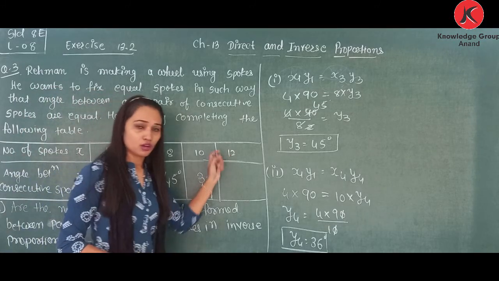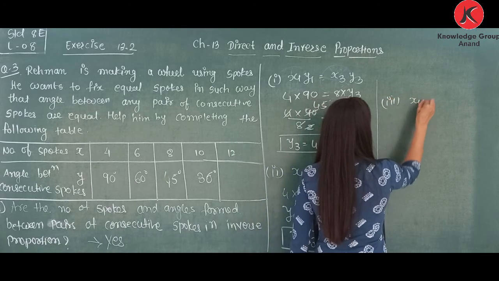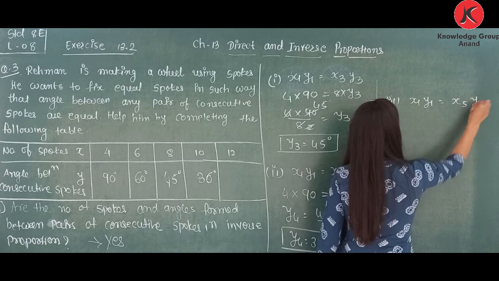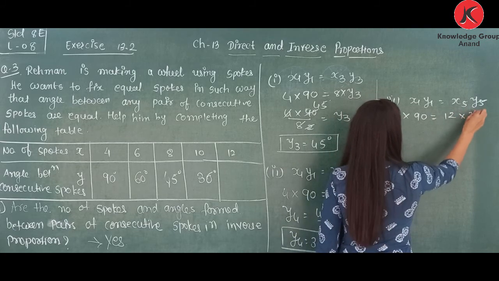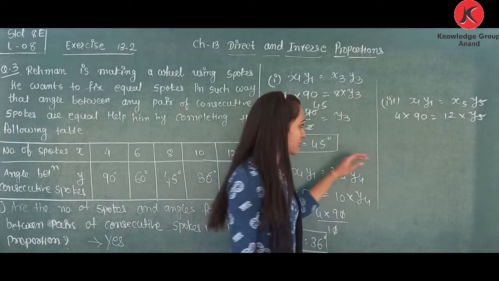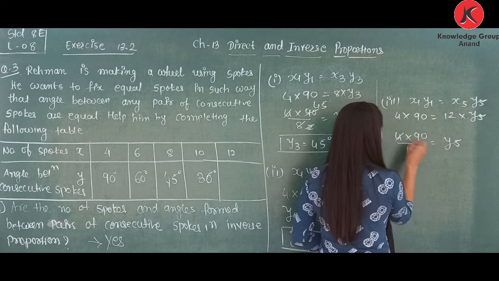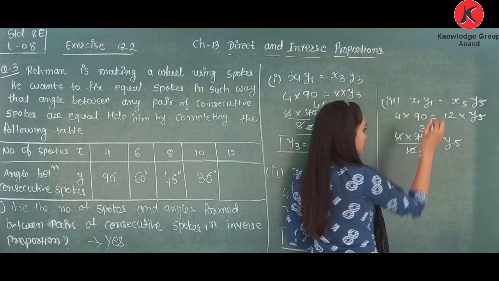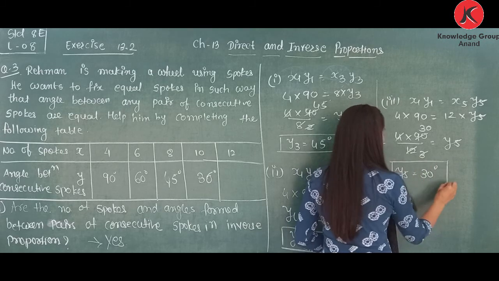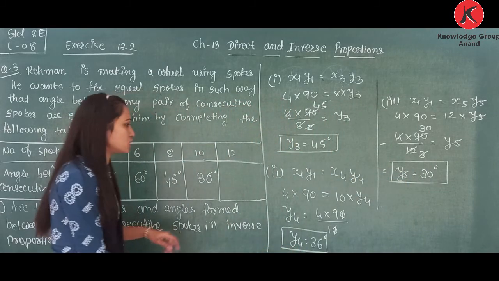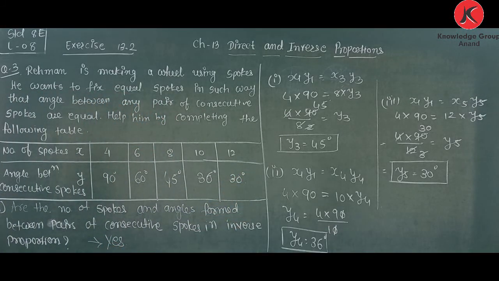Now when it is 12, what is the angle? We can write x1 y1 is equal to x5 y5. So 4 multiply 90 is equal to 12 multiply y5. So take 12 in the divide. 4 3s are 12, 3 3s are 90. So y5 is 30 degrees. It means when the number of spokes is 12, the angle between consecutive spokes is 30.